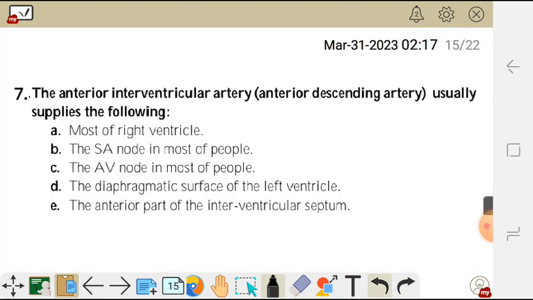Question 7. The anterior interventricular artery, the anterior descending artery, usually supplies the following: A. Most of the right ventricle. B. The SA node in most people. C. The AV node in most people. And D. The diaphragmatic surface of the ventricle. E. The anterior part of the interventricular septum. So the anterior interventricular artery supplies what?